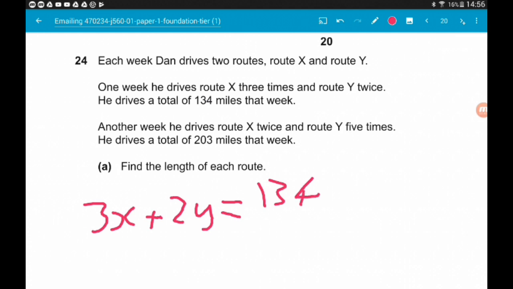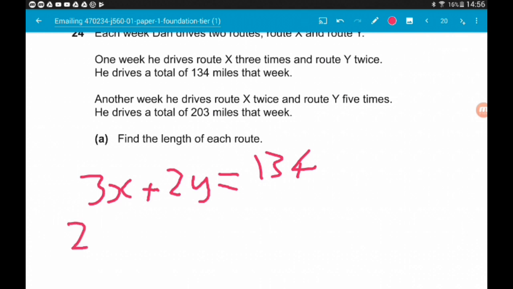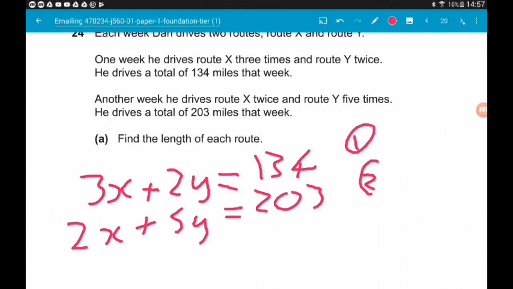Okay, then we're told another week he drives route X twice and route Y 5 times, and his total distance is 203 miles. So again, we can turn that into an equation. 2x add 5y equals 203. So all of a sudden, it's become a game of simultaneous equations. Our mission here is to find the length of route X and route Y. So start by calling them equation 1 and 2.